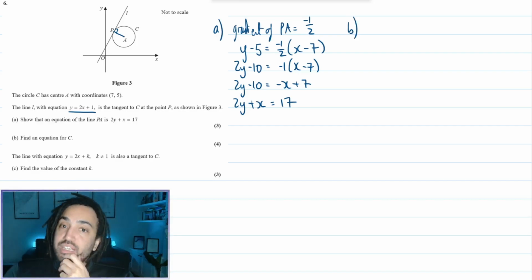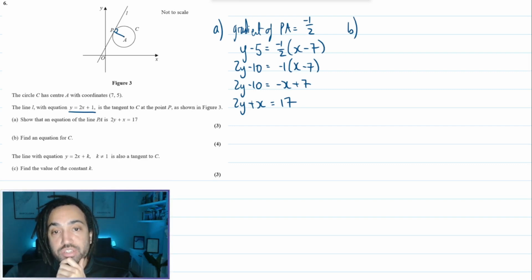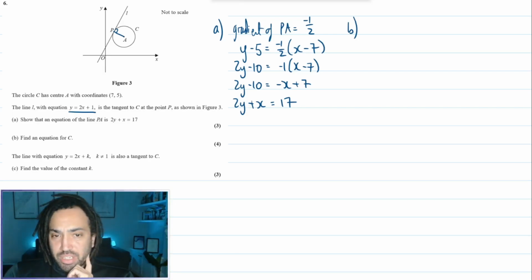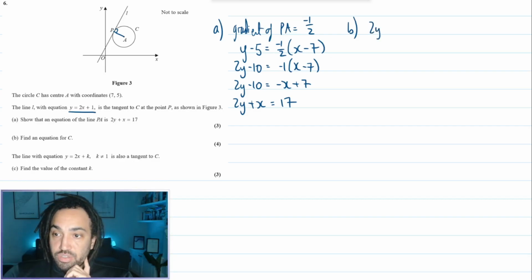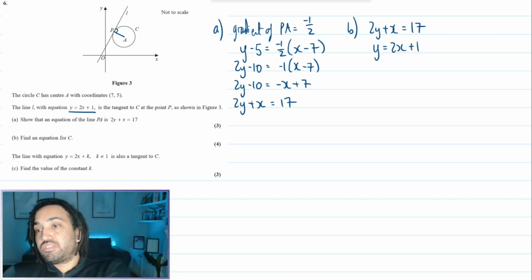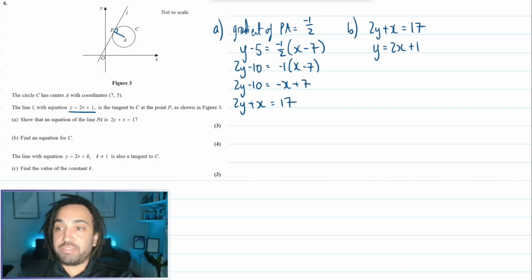Okay, so what we need is the radius, which is the distance of AP. If we knew what P was, then we would be able to find the radius. So how are we going to find P? Well, P is where the line L and the line we've just created intersect. So what we need to solve is 2y + x = 17 with y = 2x + 1. We can solve these two simultaneously. That gives us the point P.